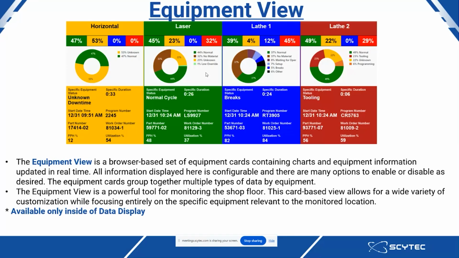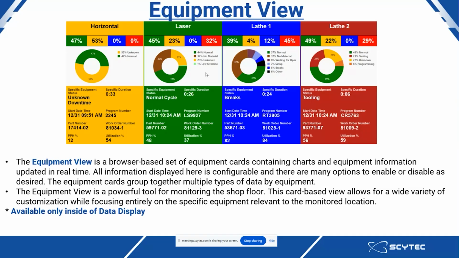The first one that I'm going to be going over is probably the most used, which is the real-time equipment view. The equipment view is a browser-based set of equipment cards containing charts and equipment information updated in real time. All information displayed here is configurable, and there are many options to enable or disable as desired. The equipment cards group together multiple types of data by equipment. The equipment view is a powerful tool for monitoring the shop floor.